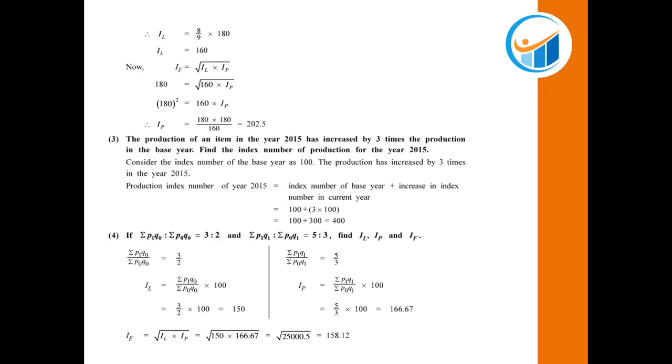So 100 plus 300, your production index number for the year 2015 will be 100 plus 3 into 100, 300. Your answer will be 400. So practically we can say there will be a 300% increase in the prices or increase in the production. Now, a very simple sum we have understood, that is sum number 3.